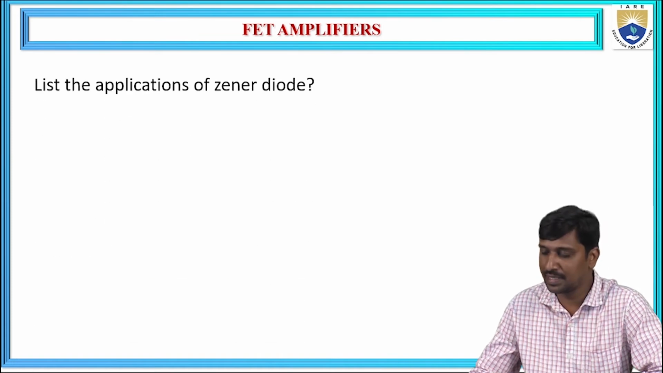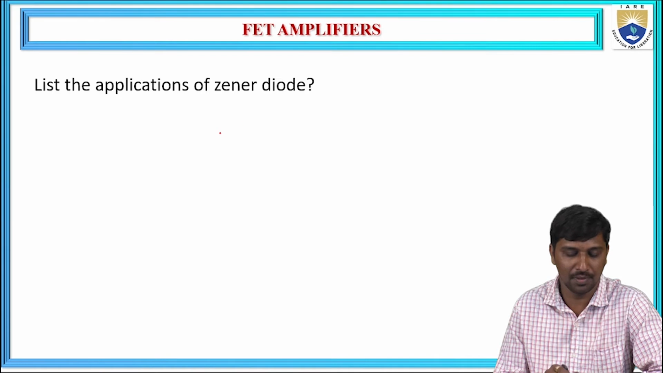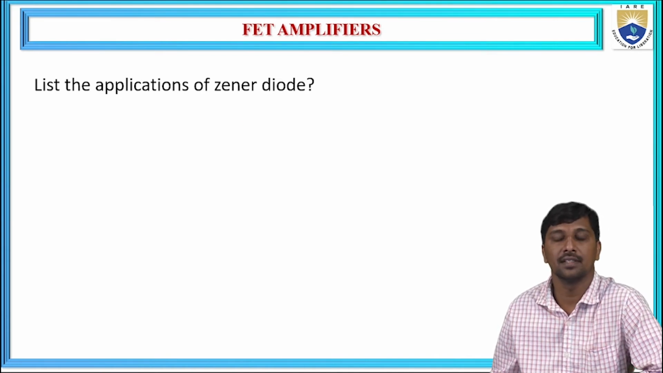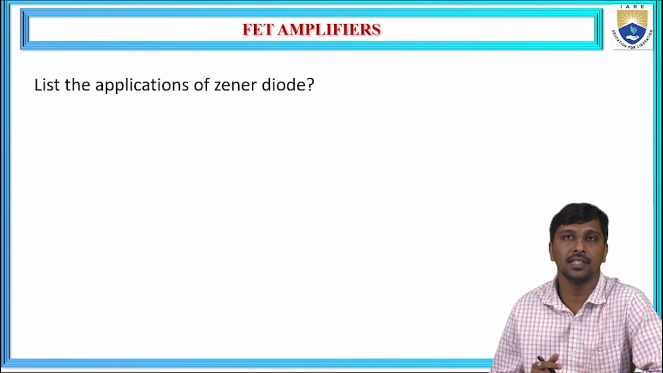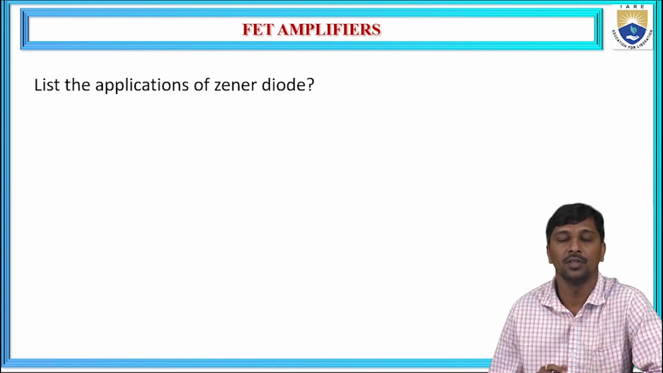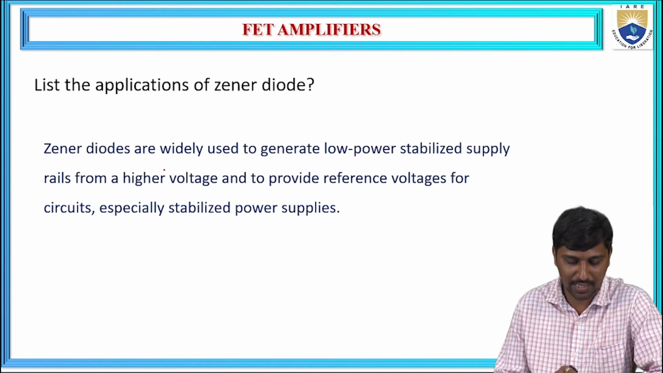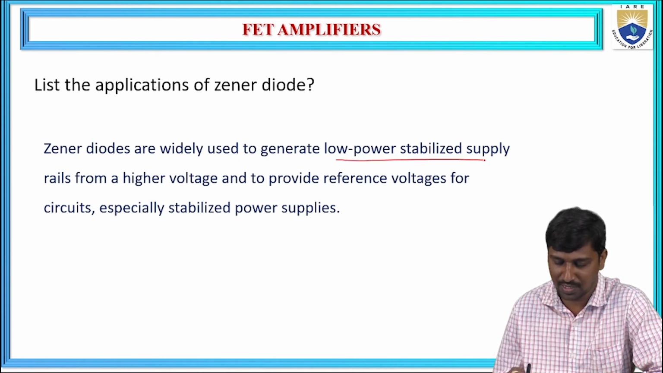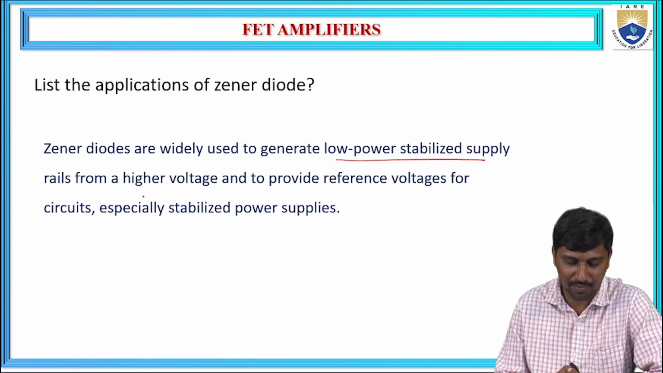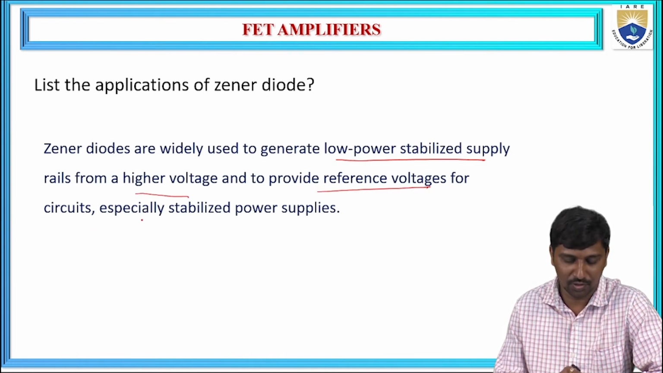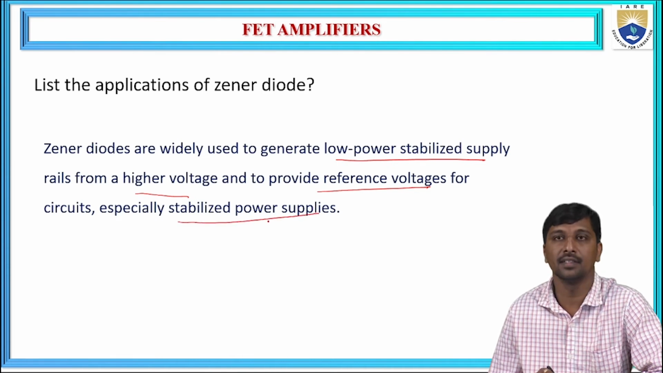So list some applications of zener diode. So what are the applications? So where are we going to utilize it? In most cases, the zener diode is utilized to define the voltage regulator concept or linear power supply sources. So zener diodes are widely used to generate low power stabilized supply rails from a higher voltage, to provide the reference voltages for circuits. Especially, it is used in stabilized power supplies, meaning in RPSs.